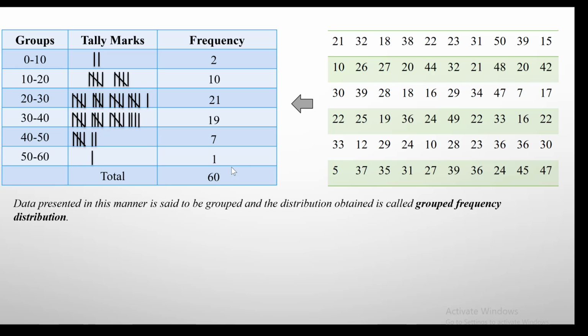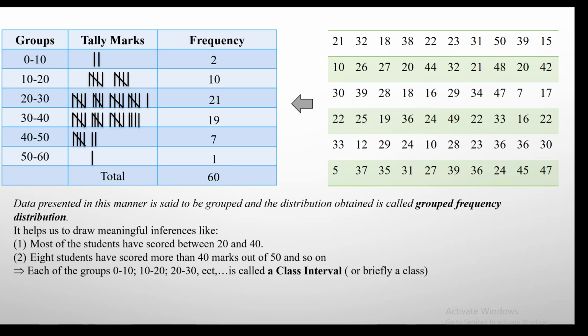Data presented in this manner, that is grouped, gives the grouped frequency distribution. It helps us to draw meaningful inferences. Thus, most of the students have scored between 20 and 40. 8 students have scored more than 40 marks out of 50, and so on.